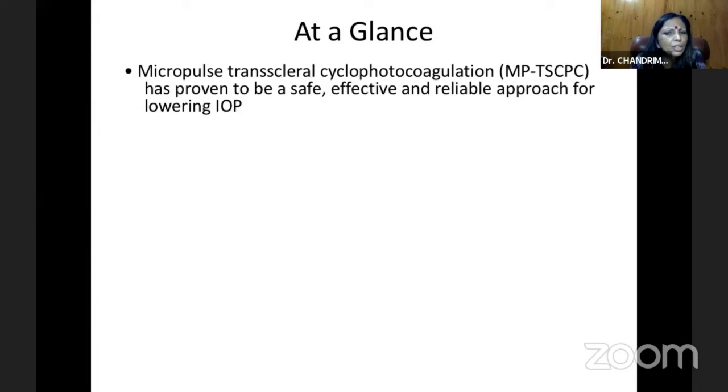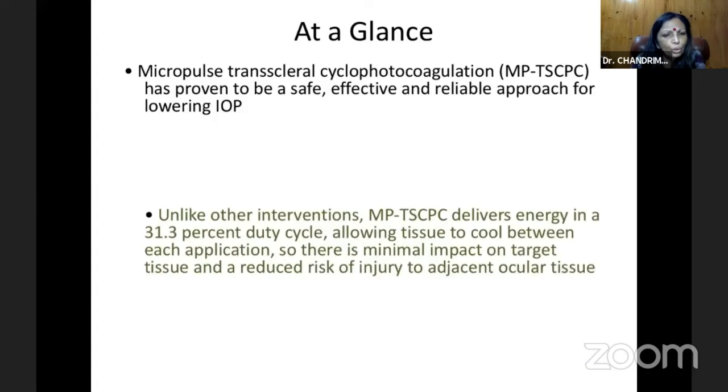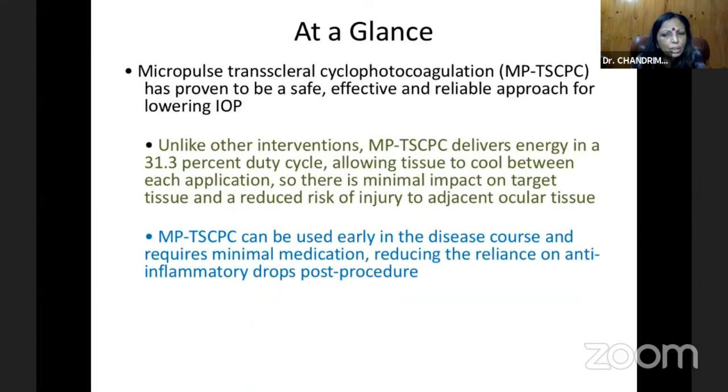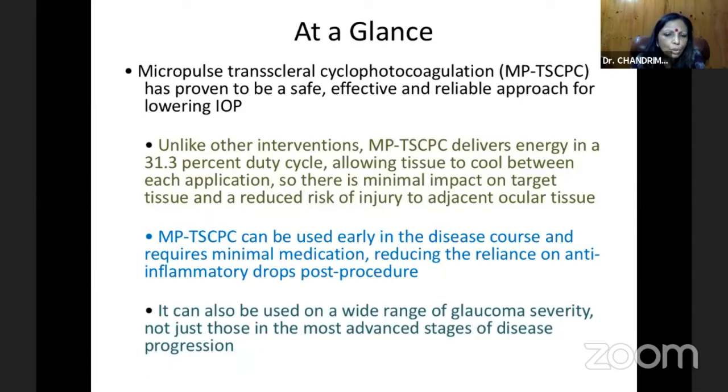So at a glance, micropulse transscleral cyclophotocoagulation has proven to be a safe, effective, and reliable approach for lowering intraocular pressure. Unlike other interventions, it delivers energy in a 31.3% duty cycle, allowing tissue to cool between each application. So there is a minimal impact on target tissue and a reduced risk of injury to the adjacent ocular tissue, and it can be used early in the disease course and requires minimal medication, reducing the reliance on anti-inflammatory drops post-op. It can also be used on a wide range of glaucoma cases, depending on the severity, and of course in the most advanced cases of disease progression.